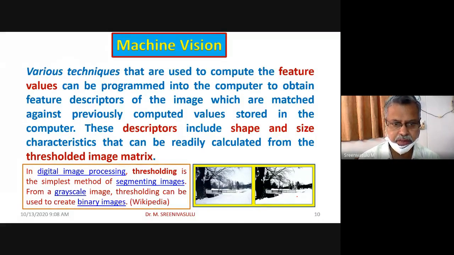So anyway, there are various techniques used to compute the feature values that can be programmed into the computer to obtain feature descriptions of the image. And soon after getting those descriptions, they are not going to keep quiet. Those things are going to be matched or compared with the previously stored values in the computer. It is something like, say, suppose diameter and area. Is that cross-sectional area?